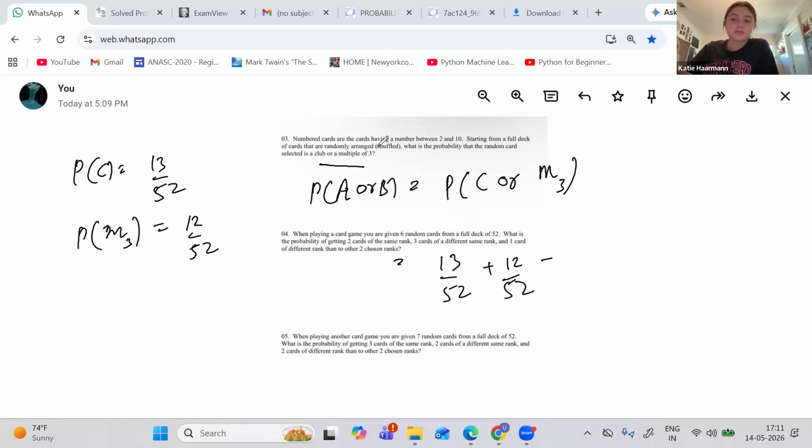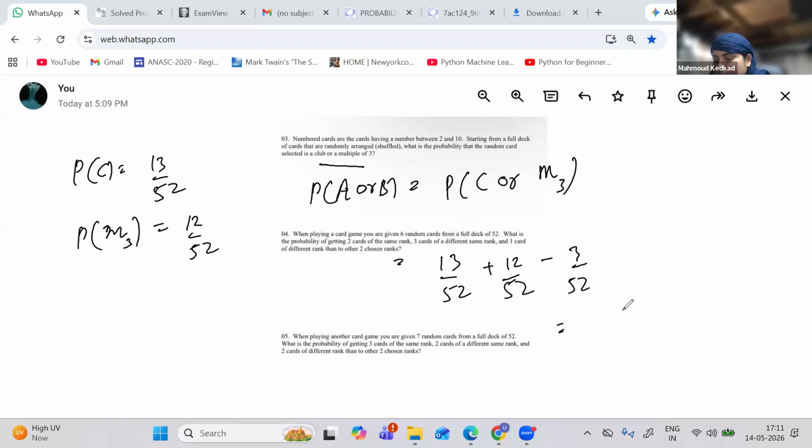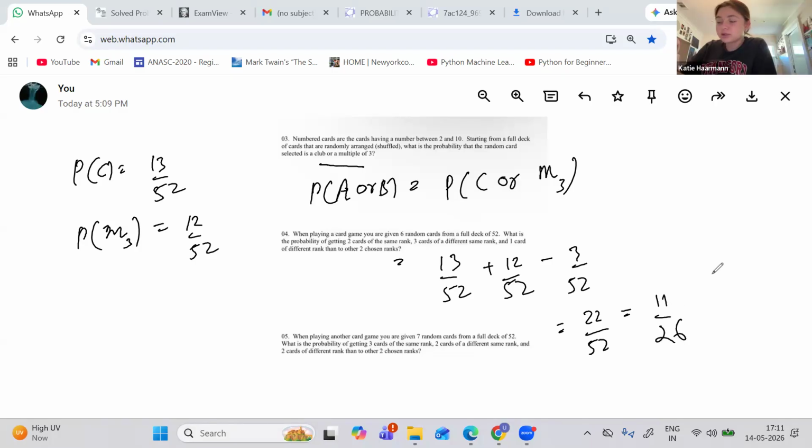Which is 3. Yes, so 3 over 52. It's about 22 over 52. I wasn't sure what to do because I was like, oh, they intersect. So if you have an intersection, if it says or, you're supposed to find A or B, meaning A union B. So you need to subtract the intersection part if there is any, meaning subtract the common thing.